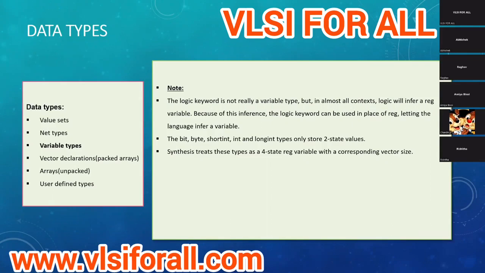You don't have to really care about it, and it will take 4-state in most of the places, and it will be declared as a reg. So be it FSM or combinational logic, just use the logic keyword to declare your wires or signals or anything. Then the bit, byte, shortint, int, and longint types are only to store 2-state values. Then synthesis, but there's again a difference between synthesis and simulation.